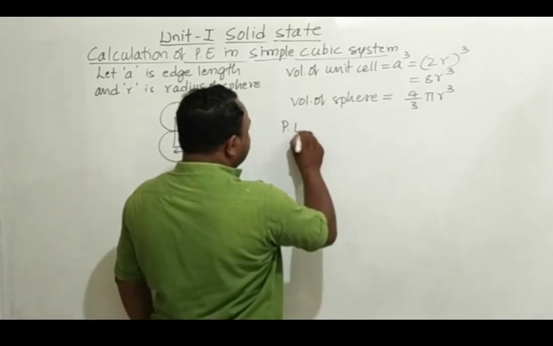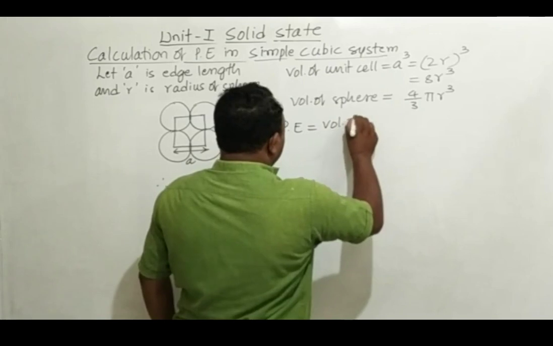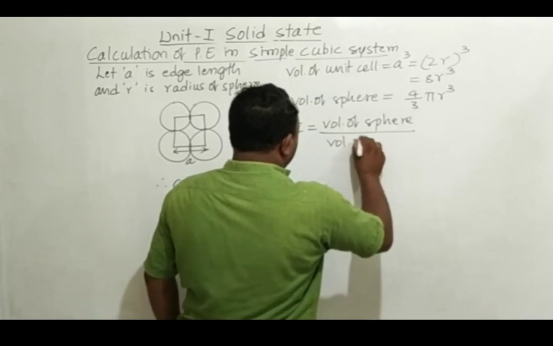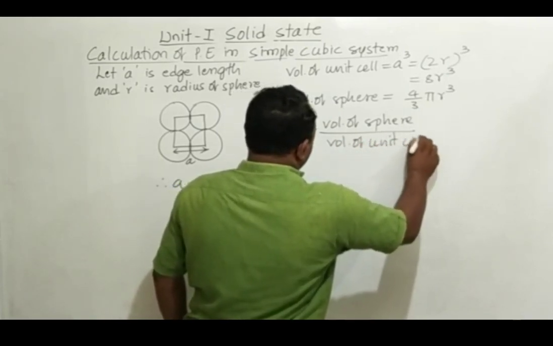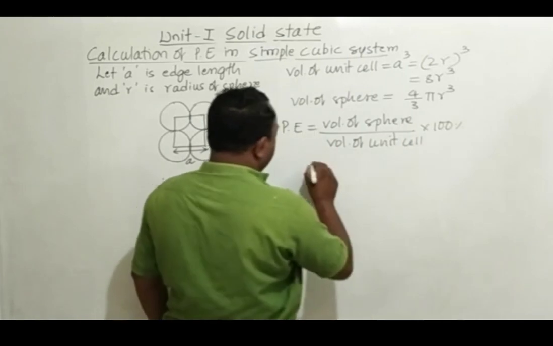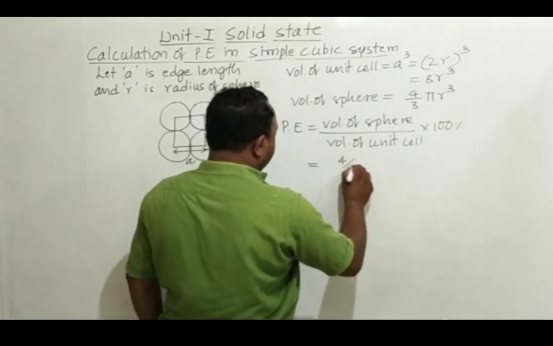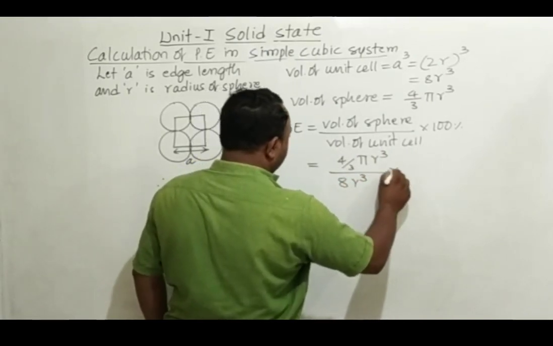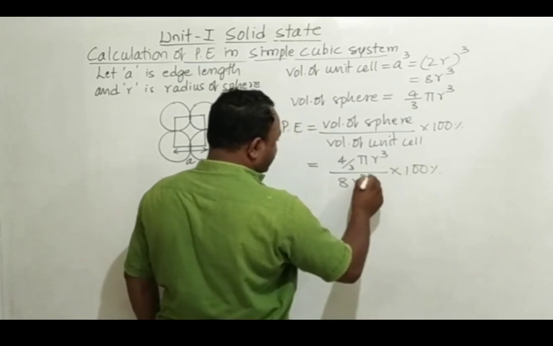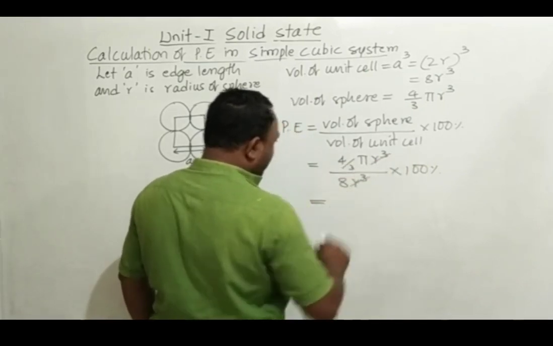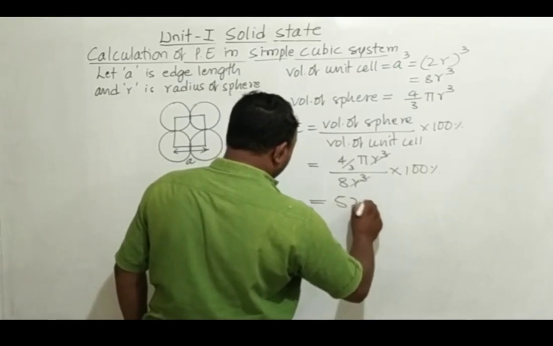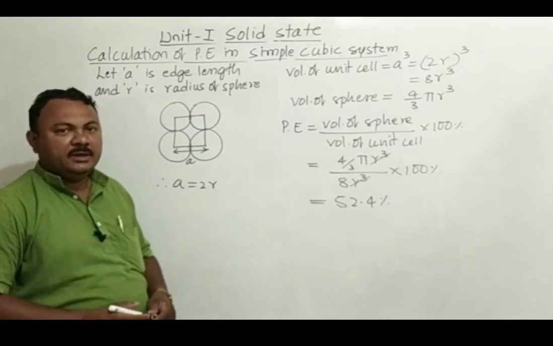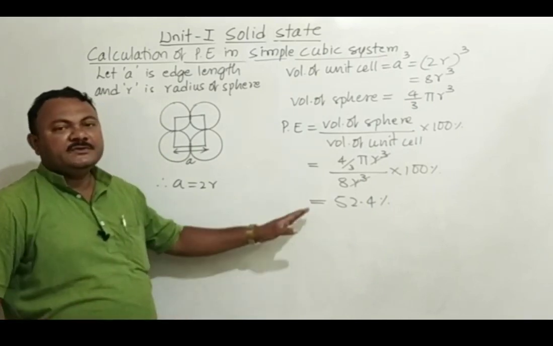Therefore, packing efficiency is equal to volume occupied by one sphere divided by volume of a unit cell multiplied by 100%. Volume of a sphere is 4 by 3 pi r cube. Volume of unit cell is 8 r cube. This is multiplied by 100%. Cancel r cube with the r cube. Remaining things you simplify. You get the answer 52.36% rounded to 52.4%. So this is the value of packing efficiency we are getting in simple cubic system.